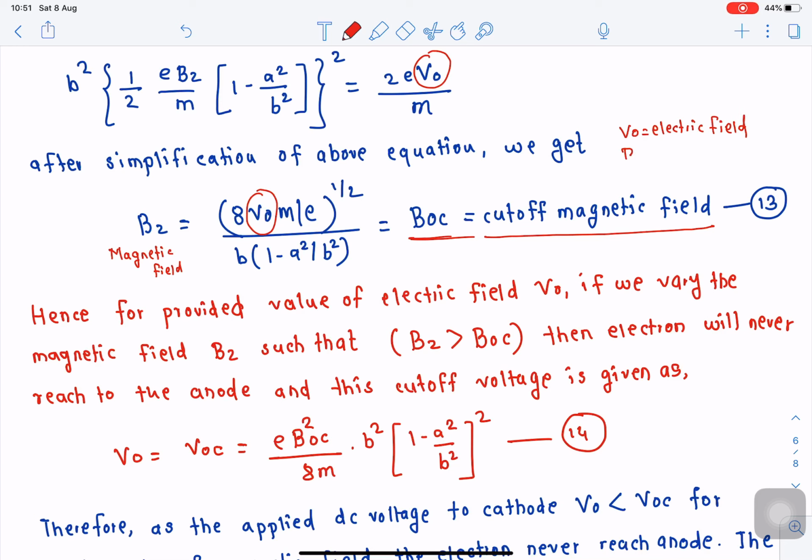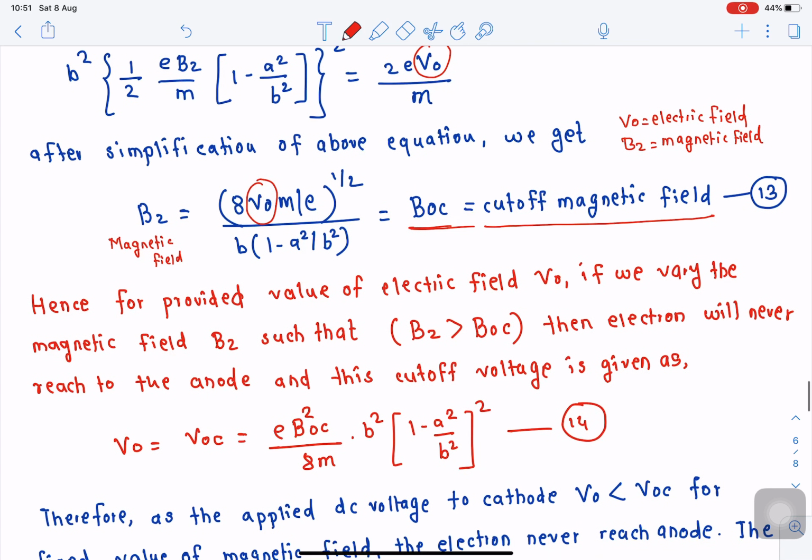And beta Z is a magnetic field which is oriented perpendicularly, right? So hence for the provided value of electric field, that means if we maintain a fixed electric field, and we vary the magnetic field, that means in this particular equation number 13, if we keep the electric field constant and vary the magnetic field, okay, so how can we vary the magnetic field?